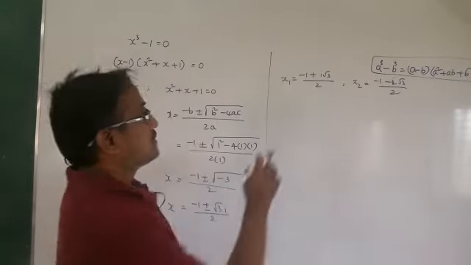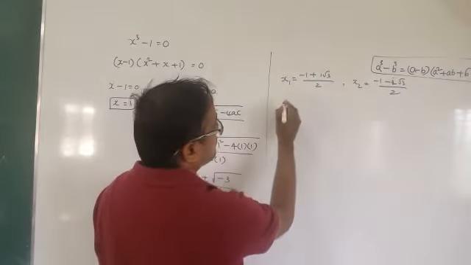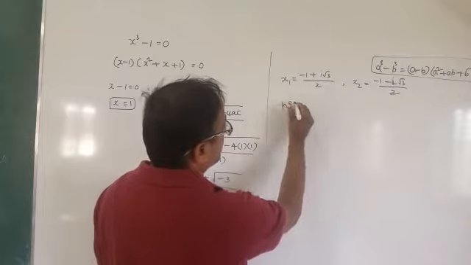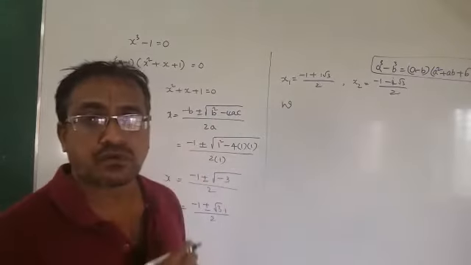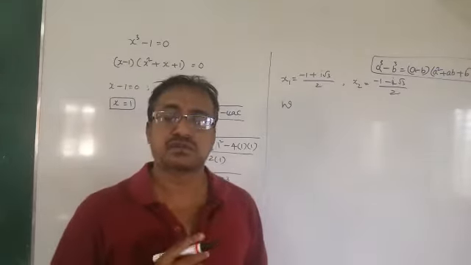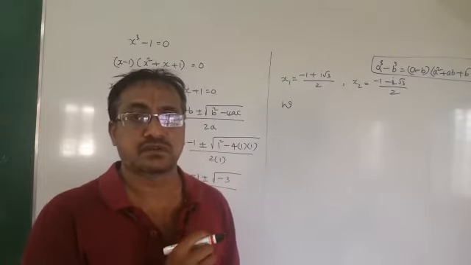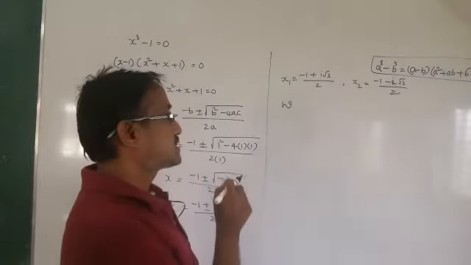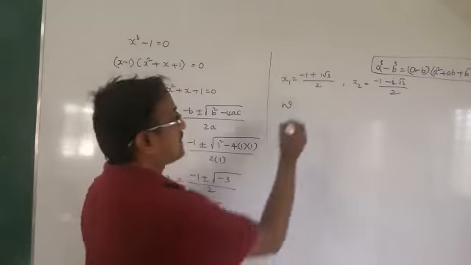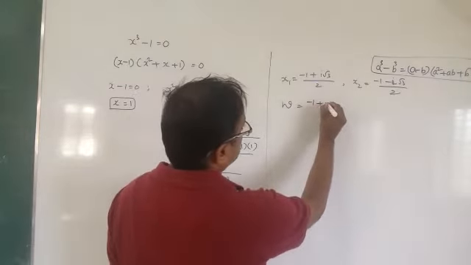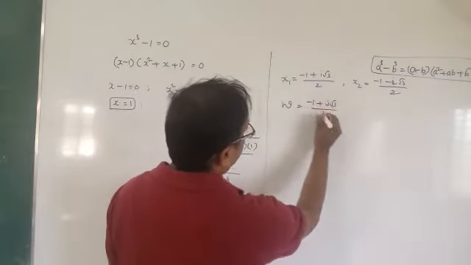Now this value is called omega. It is denoted by the Greek letter omega. So this value is called omega. So omega is equal to minus 1 plus i root 3 by 2.